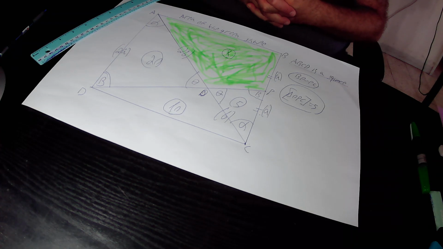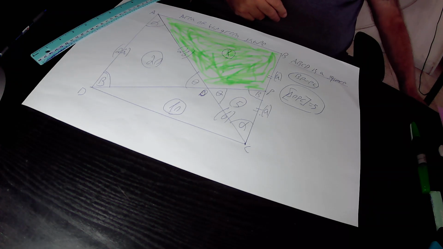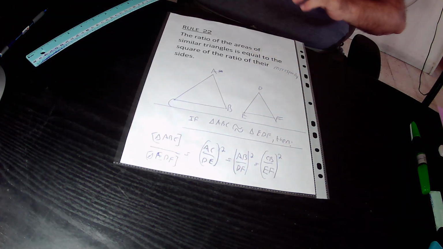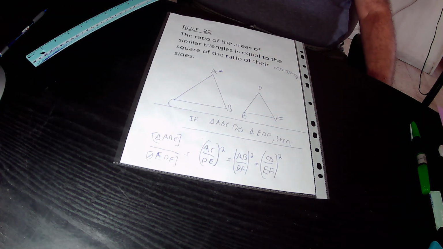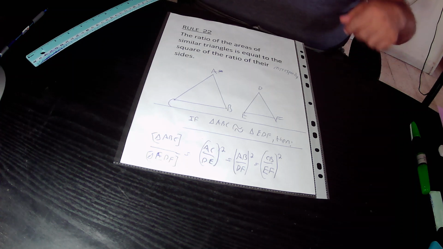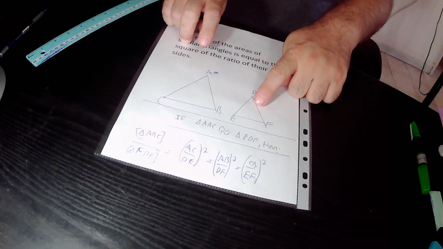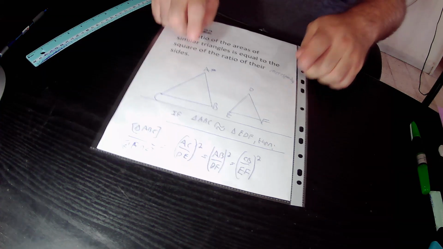So I present the new rule again, and we'll implement it in our drawing. The new rule is Rule 22. According to Rule 22, the ratio of the areas of similar triangles is equal to the square of the ratio of their corresponding sides. So in the drawing, we have those two triangles. This is triangle ABC, this is triangle DEF. Those two triangles are similar to each other.